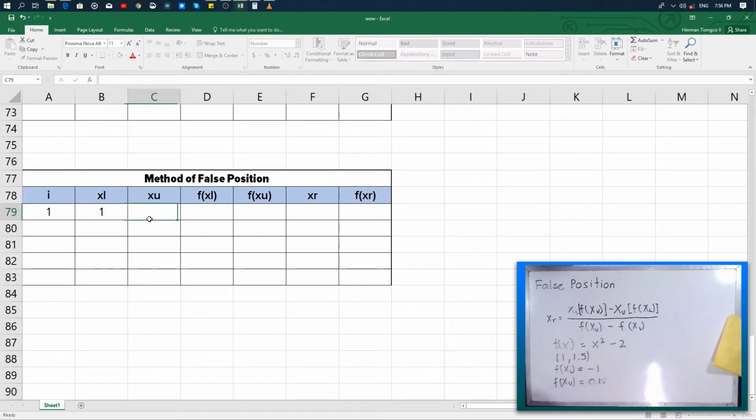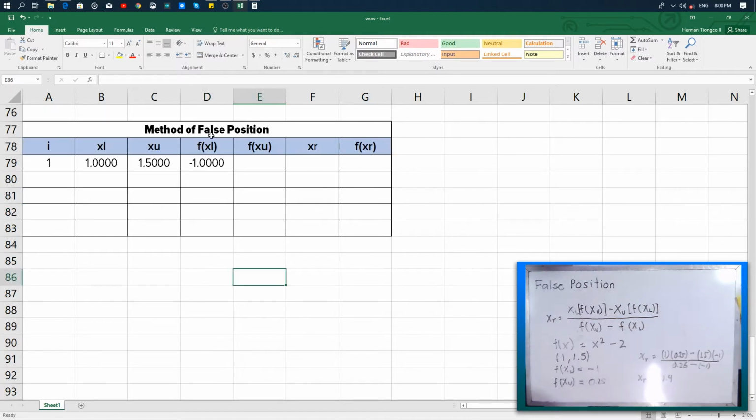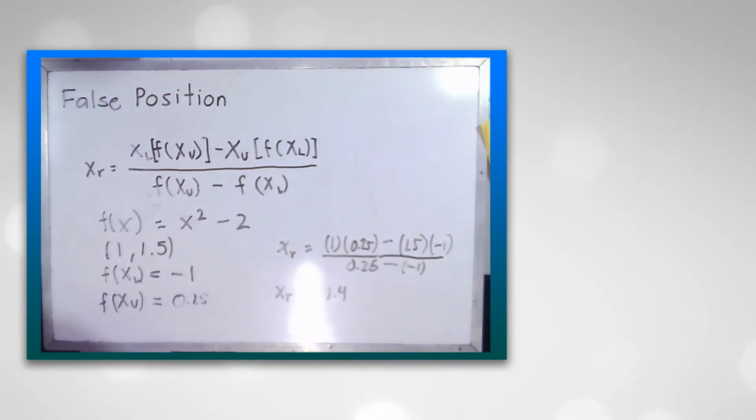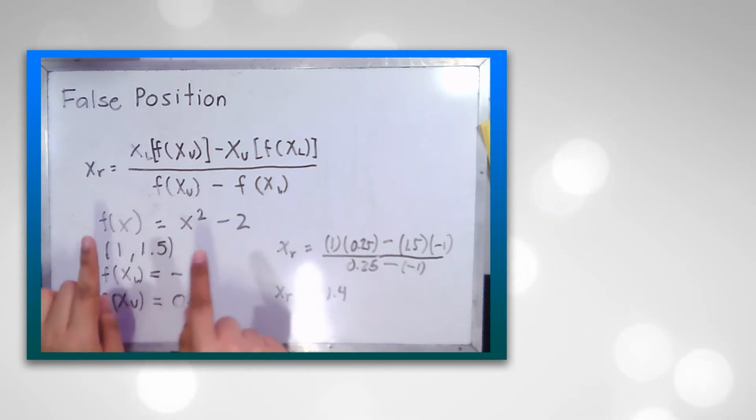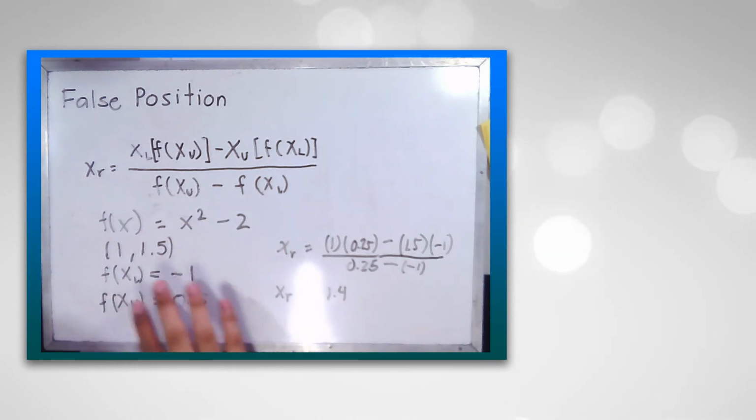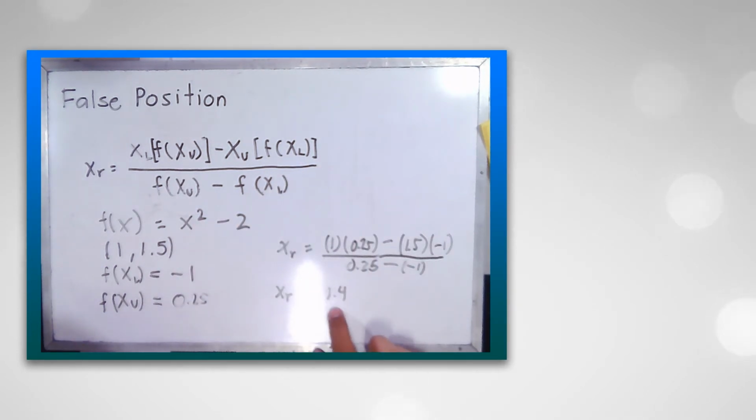X sub l is 1, x sub u is 1.5, f of x sub l is negative 1, and the value for f of x sub u is 0.25. Then we'll be solving for the value of x sub r using the formula given by the false position, which is this one. When we substitute the values of the variables into this formula, we'll get x sub r as 1.4. Try and solve it on your calculator, and let's see if we arrive at the same answer.